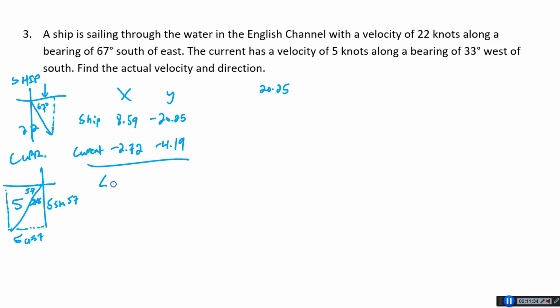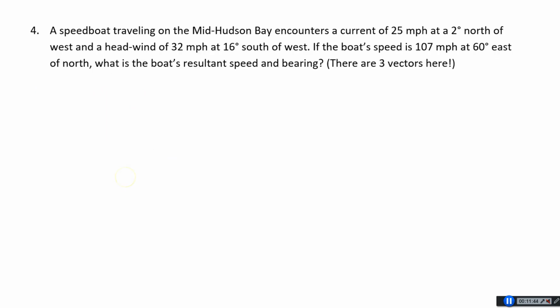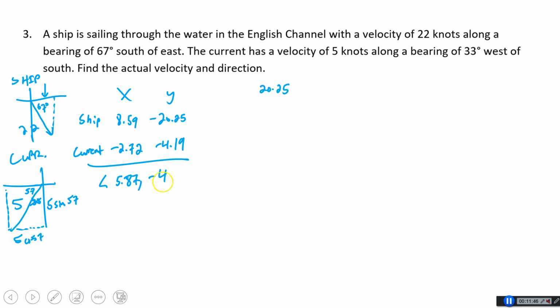So let's find our resultant components then. Add these together. You get 5.87. So you're still going to the right, you're still going to east. And then negative 4.19. Nope, negative 24.44, sorry. I'm looking at the wrong product. Negative 24.44.